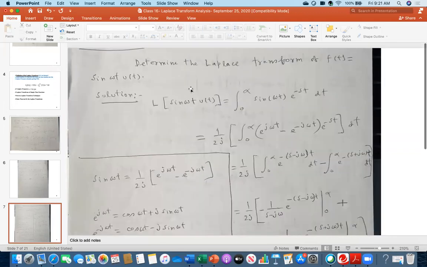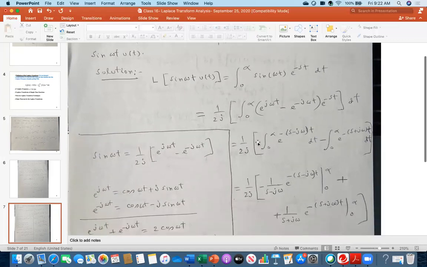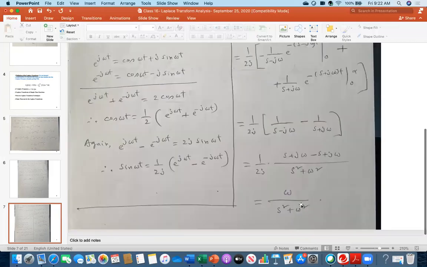For example, determine the Laplace transform of the function sine of omega t. There might be sine omega t, cosine omega t, because you know that sine omega t is a sinusoidal function. If that is the input to the circuit, then what will be its Laplace transformation? At the end, I got this result: for sine omega t, the result is omega over s square plus omega square. That omega is the angular frequency.